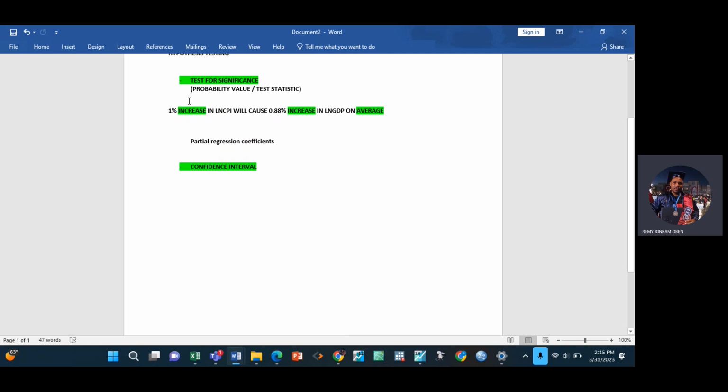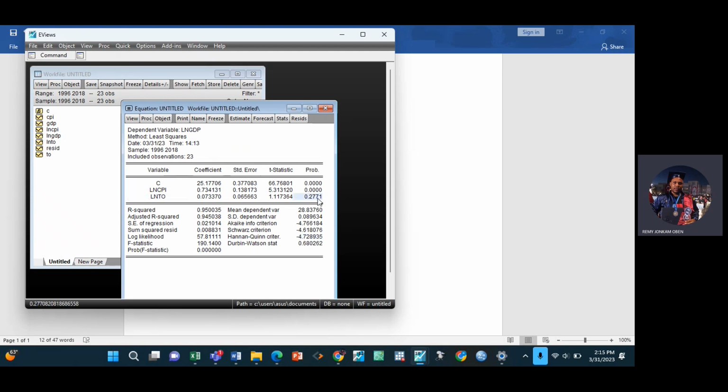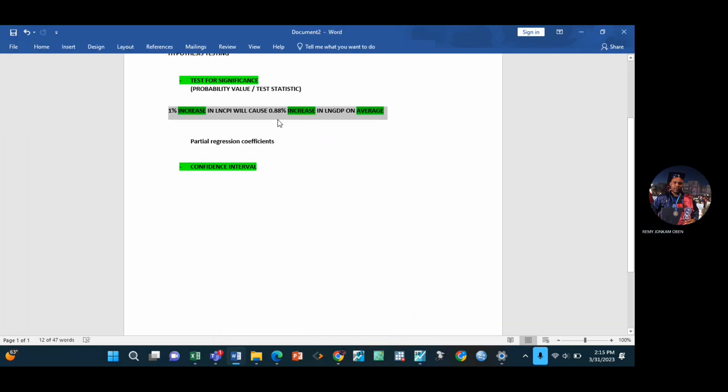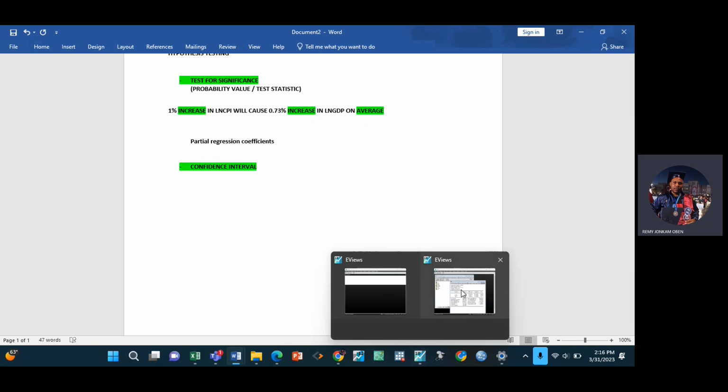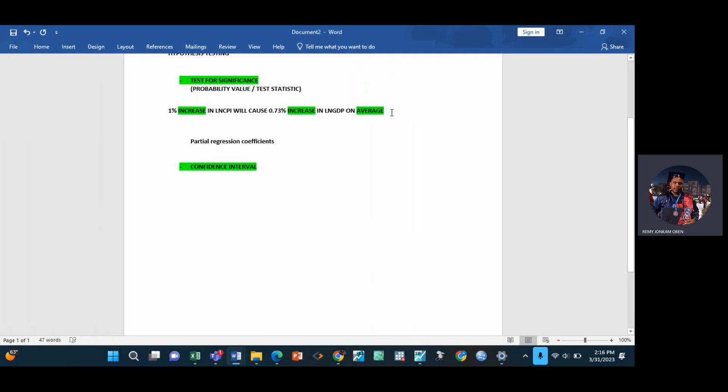That's the extra thing we'll add here. So we'll interpret this same way, but we'll add something to indicate that it's partial regression coefficient. So see the way we will interpret this. Of course, we cannot interpret trade openness because it's insignificant. So we will interpret CPI. So what we'll say is that 1% increase in CPI will cause 0.73% increase in ln GDP. Again, it's increase because it's positive, on average, but you have to add: provided the effect of ln trade openness is held constant. So that's the extra sentence you must add for multiple regression.